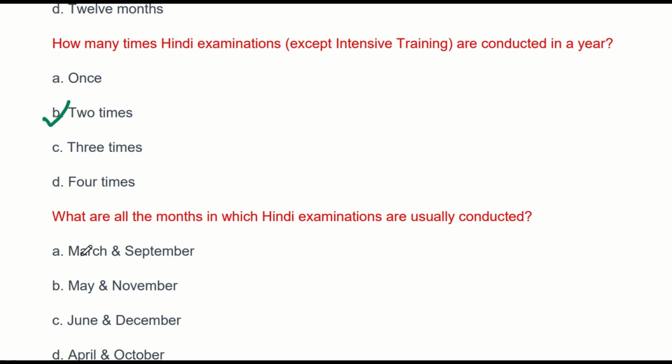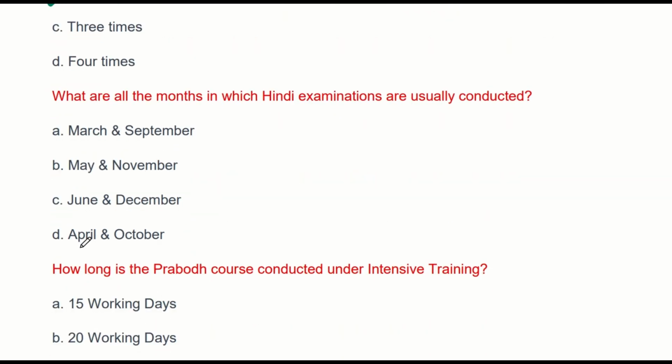2 times. What are all the months in which Hindi examinations are usually conducted? A. March and September. B. May and November. C. June and December. D. April and October. And right option is option B.